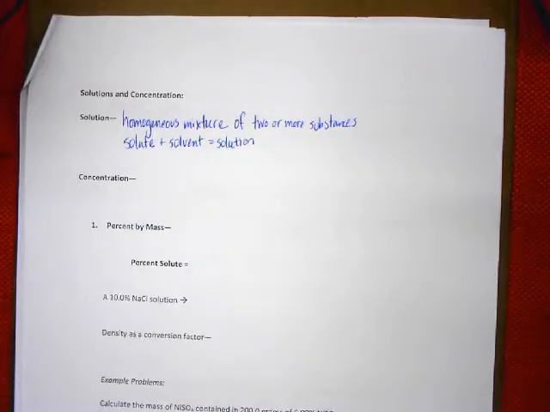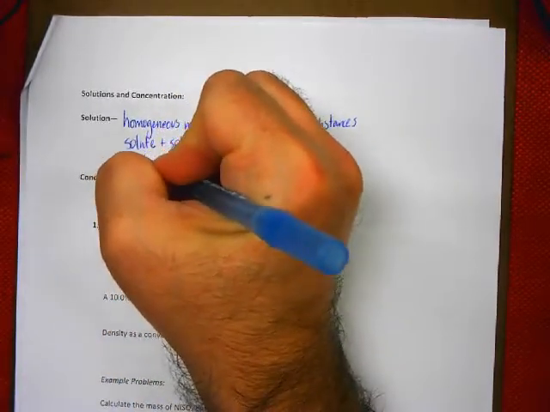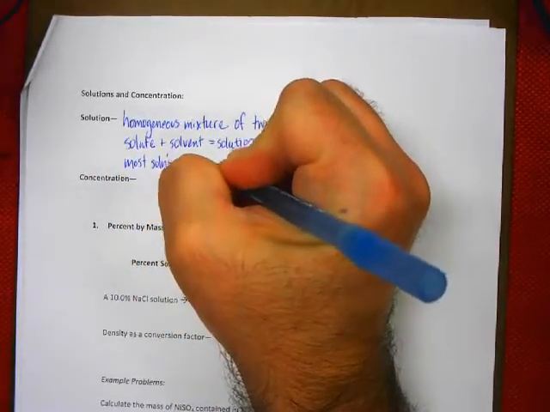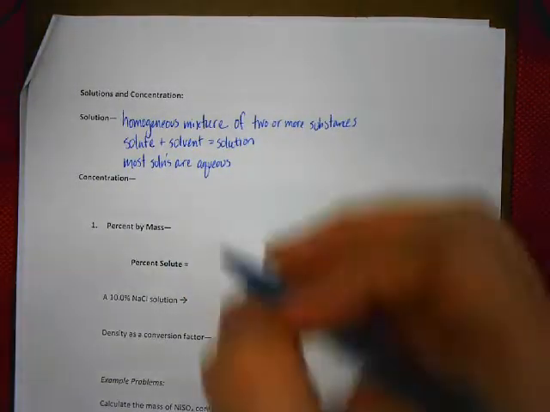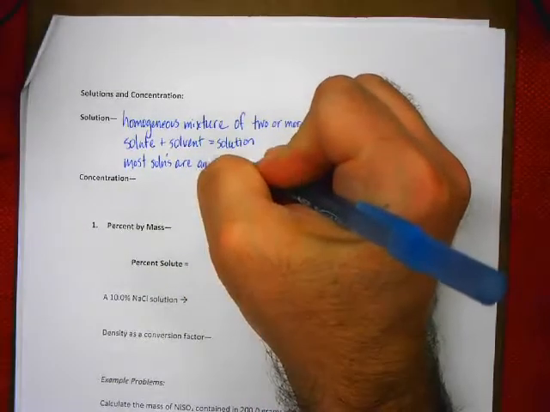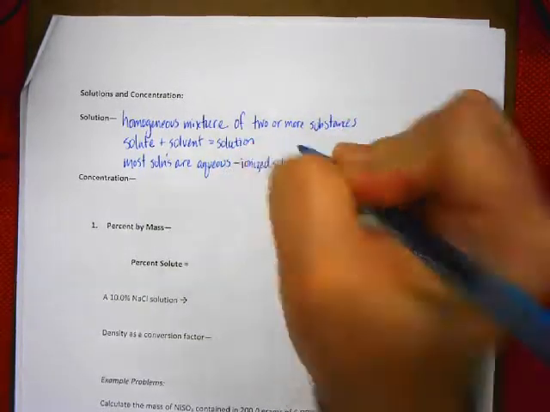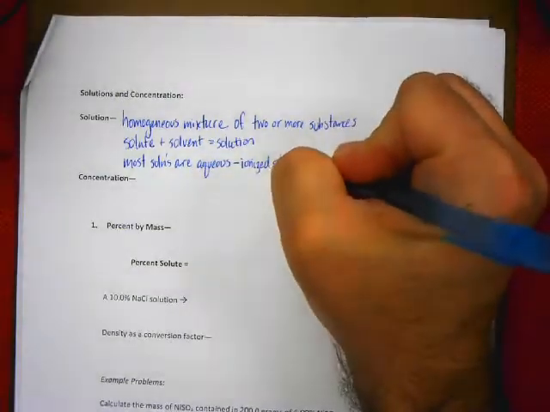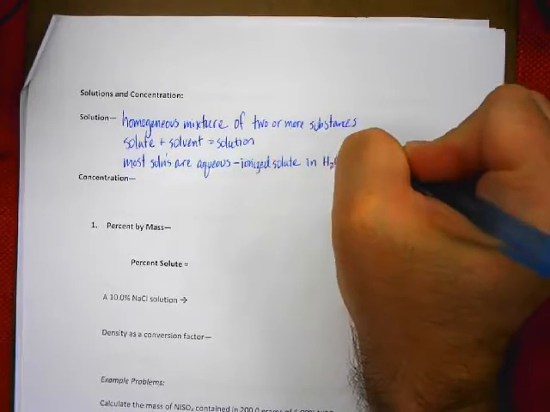Now, typically, most solutions we term aqueous. And we've seen this term many times this year so far. And what this means is we have an ionized solute, usually a solid like sodium chloride, in water, which acts as our solvent.